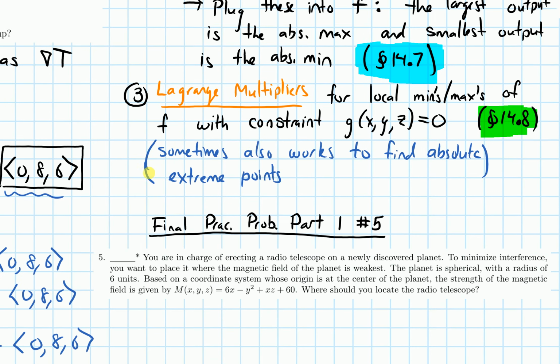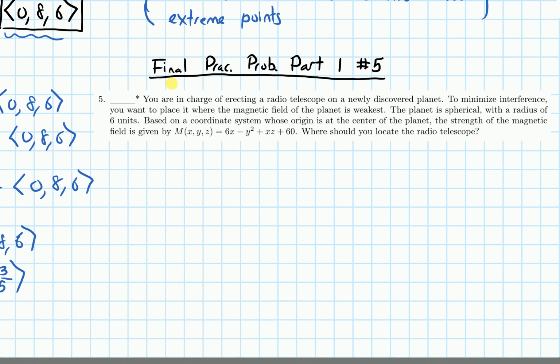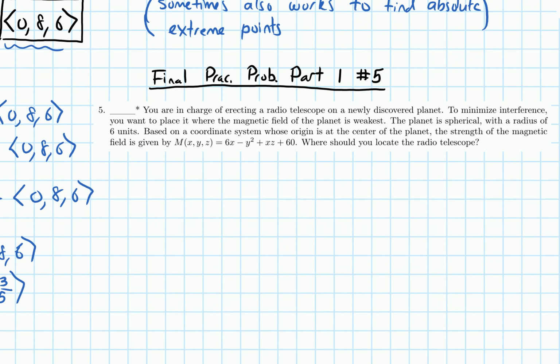The question I want to look at is from the final practice problems, part 1, question number 5. The question says you are in charge of erecting a radio telescope on a newly discovered planet. To minimize interference, you want to place it where the magnetic field of the planet is weakest. The planet is spherical with a radius of 6 units. Based on a coordinate system whose origin is at the center of the planet, the strength of the magnetic field is given by this function. Where should you locate the radio telescope?